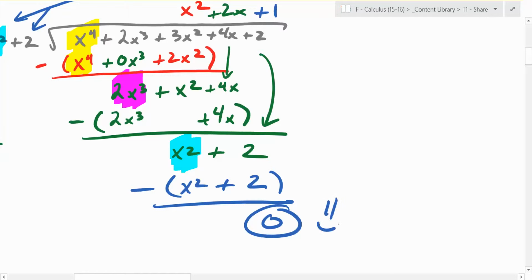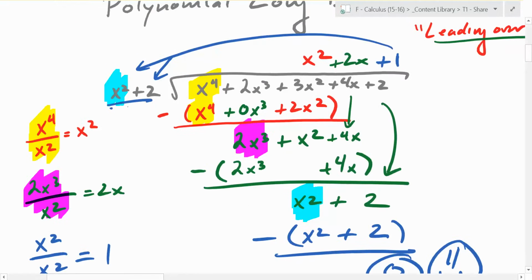Yes. When you end up with 0, what does that mean about this right here? It means it is a factor. 2 is a factor of 6 because when you divide 2 into 6, what's the remainder? 0. 7 is a factor of 14 because when you divide 7 into 14, what's the remainder? 0. The remainder is 0. I'm not asking how many times. So is x squared plus 2 a factor?